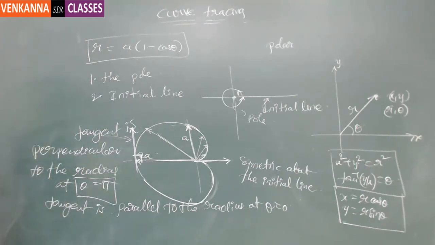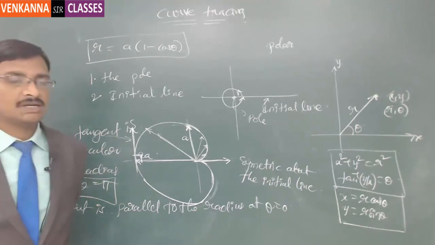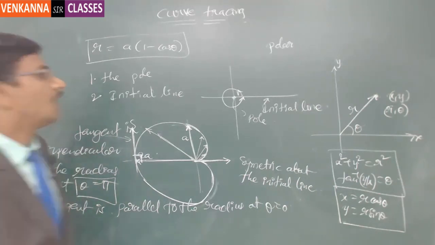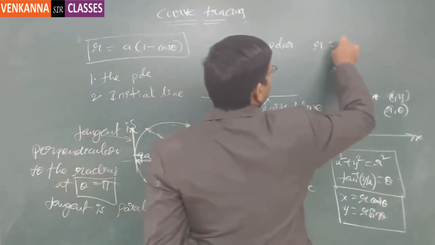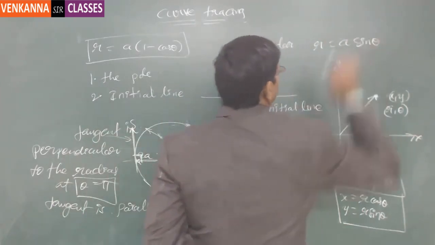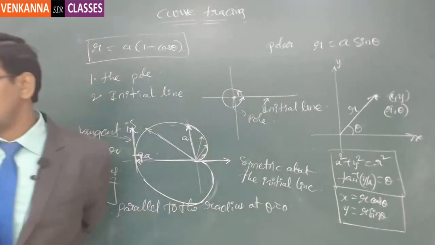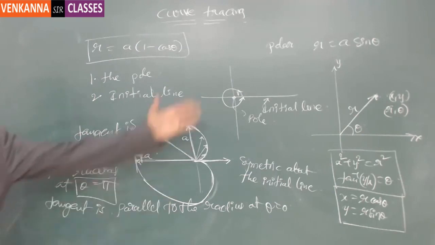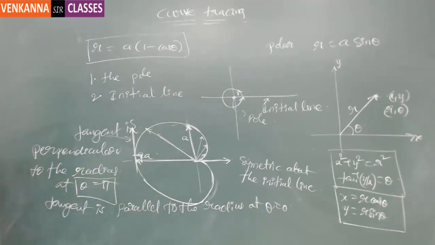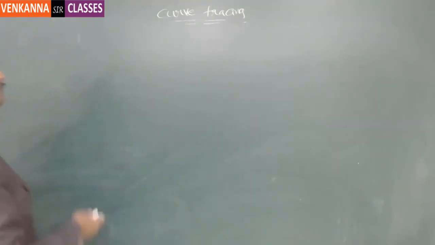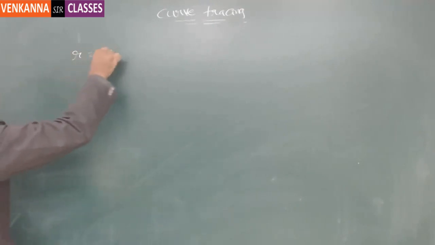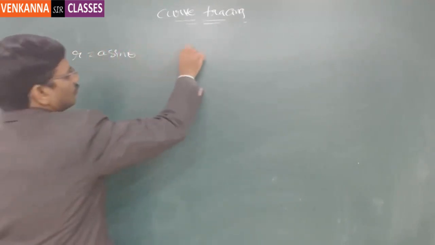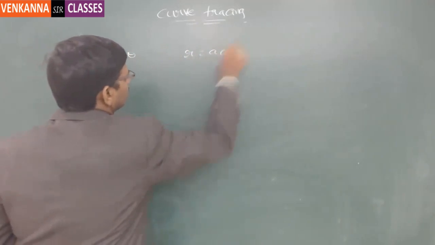Now for all curves, it may not be symmetrical about the x-axis. So suppose I take r equal to a sin theta. Can you trace this curve, r equal to a sin theta? Note this down and try to trace r equal to a sin theta. Okay, so let me trace that. r equal to a sin theta and then r equal to a cos theta. So both the things I am going to trace.